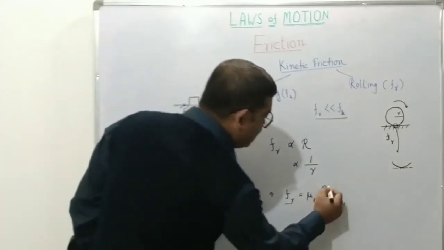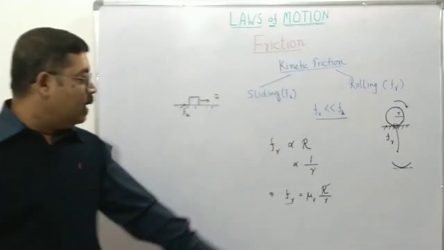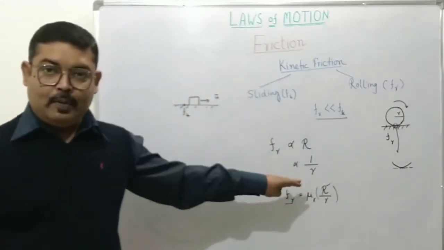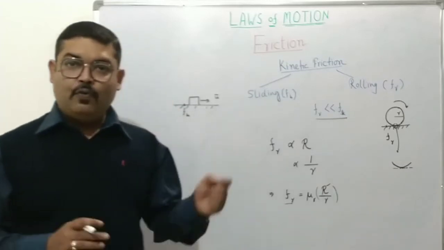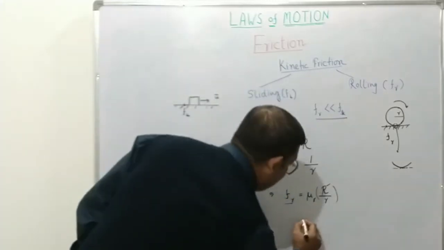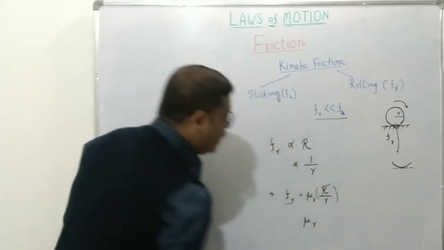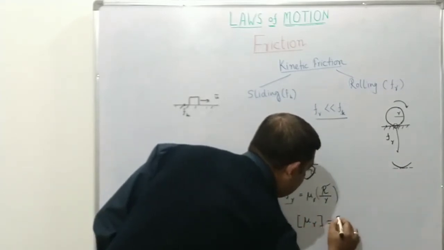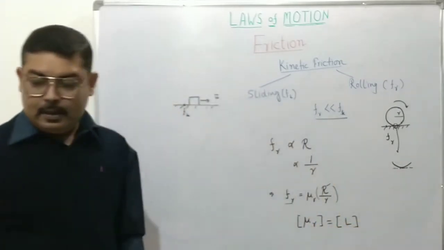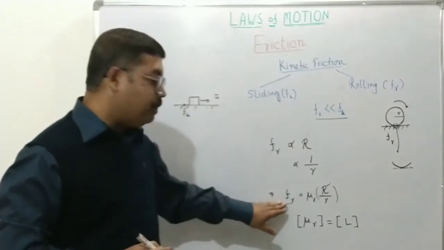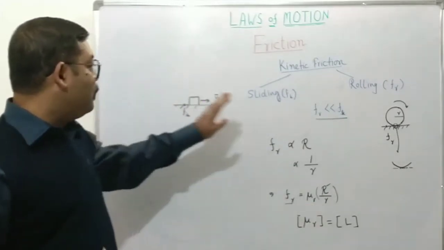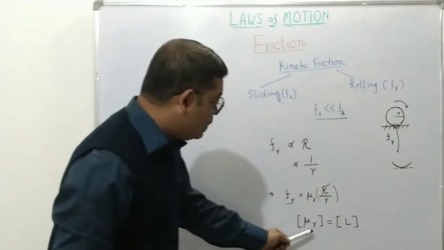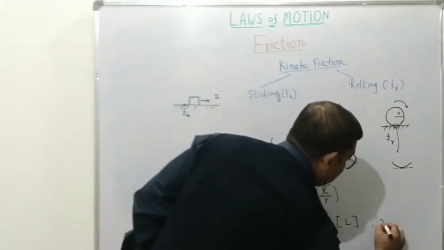But at the same time, what you notice is that the normal reaction is a force, and this is length. So this whole term, normal reaction by the radius, has a dimension of force per unit length, which means mu r in the case of rolling friction is not a dimensionless constant but has a dimension of length. This is how the coefficient of rolling friction is different from the coefficient of sliding friction or the coefficient of static friction, as we had found earlier. The SI unit of this will clearly be meter.